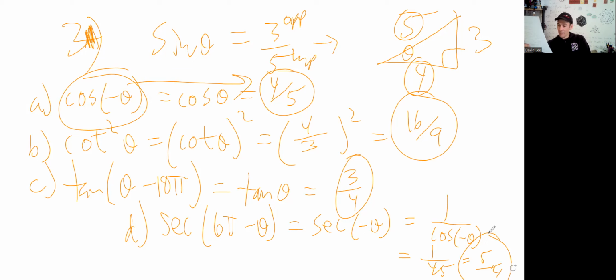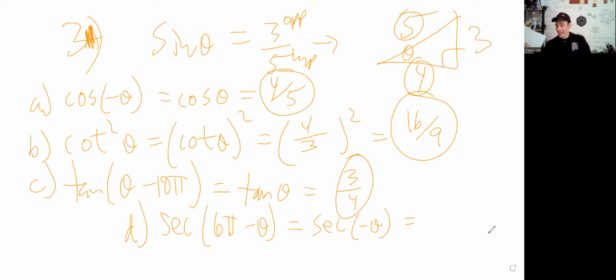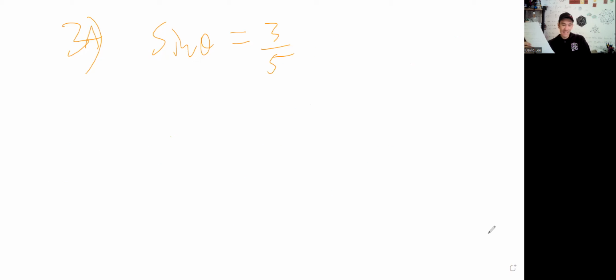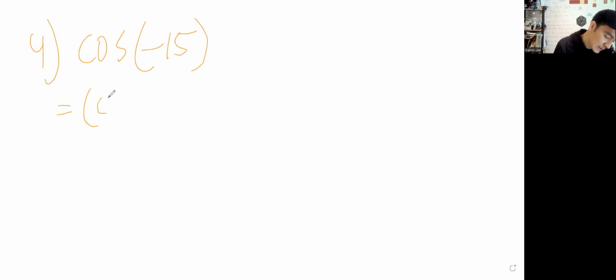Let's now look at number 4. Use a difference identity to evaluate cosine of negative 15. Well, that's the same as the cosine of 30 minus 45, because 30 minus 45 is negative 15. And 30 and 45 are angles that we're comfortable with. We see them all over the unit circle.